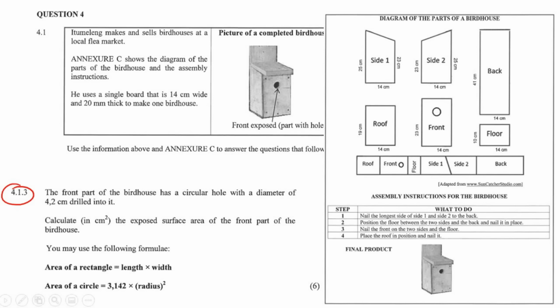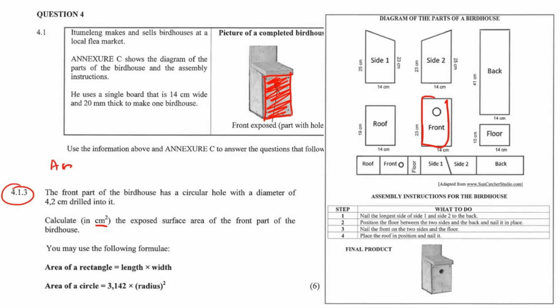Okay, this one says that the front part of the birdhouse has a circular hole with a diameter of 4.2 centimeters. Calculate in centimeters squared the exposed surface area of the front part of the birdhouse. Now remember, here they've called the front, it's literally just that block there. So let's pretend that it was just a rectangle. Let's say there was no circle. It was just one big rectangle.